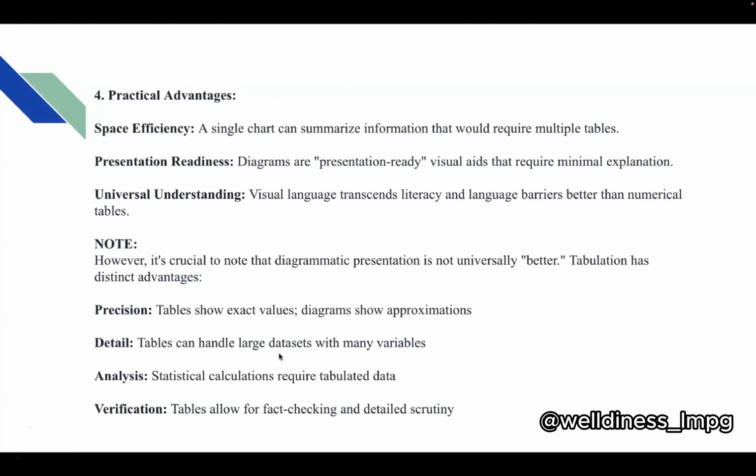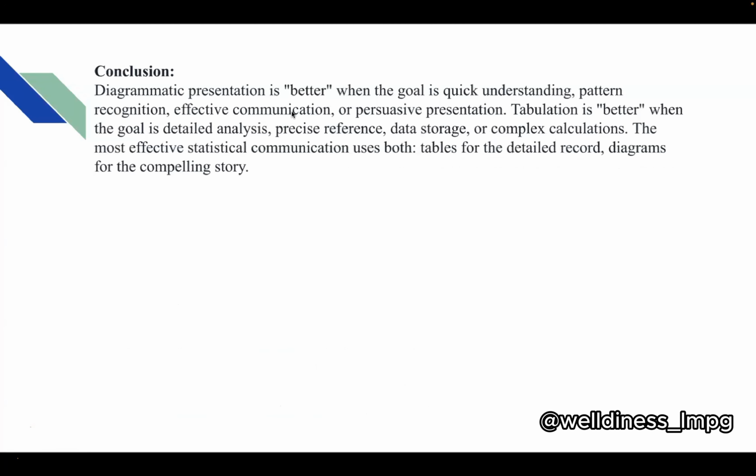Detail: tables can handle large data sets with many variables. Analysis: statistical calculations require tabulated data. And verification: tables allow for fact-checking and detailed scrutiny. Now, conclusion: diagrammatic presentation is better when the goal is quick understanding, pattern recognition, effective communication, or persuasive presentation.